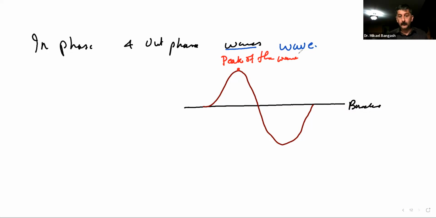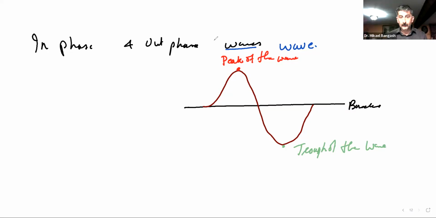And we can say this here is what's going to be called the trough of the wave. So we have a peak of the wave, and this will be the trough of the wave. Is that clear?